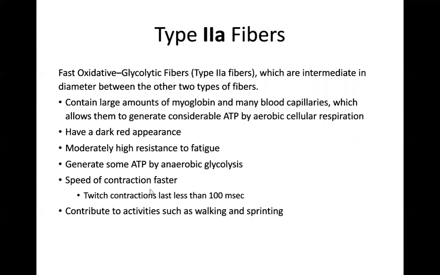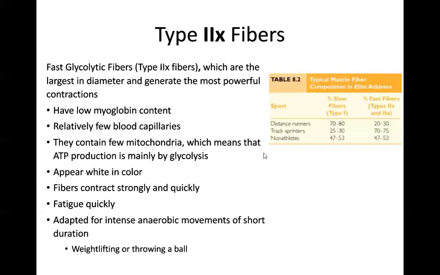The speed is faster in these than it was in the type 1s, not as fast as the type 2Xs, I should say. And they're going to contribute to activities like walking, running, sprinting, that kind of stuff, as you see here. Table 8.2 is another thing I snagged from my exercise physiology textbook, to give you a breakdown on percentages of distance runners, what they have in their body.